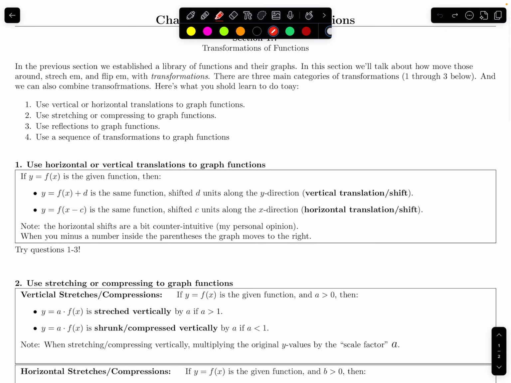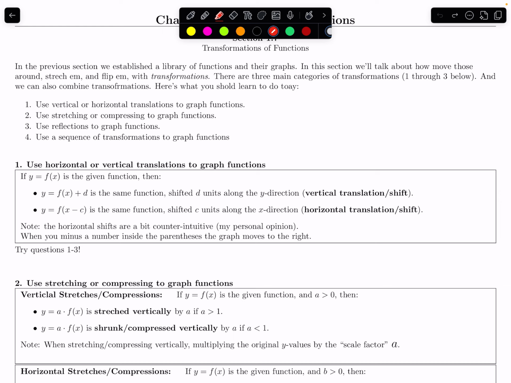Okay, number 1, use horizontal or vertical translations to graph functions. Translation, remember, just another word for a shift. So here we're given a function y equals f of x, that's your starting function. And if you add a number at the end, it just moves it up. And if you subtract the number, so if this d is negative, it moves it down. So it just moves it d units in the y direction. And that d could be up or down. If it's negative, down; positive is up.